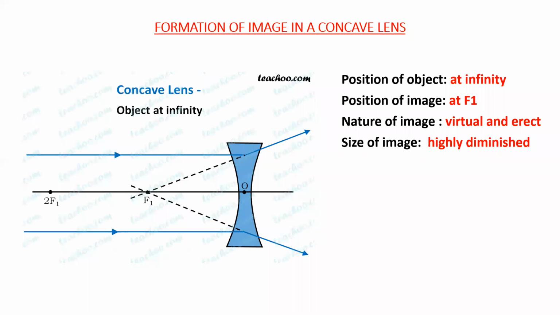Now, formation of image in a concave lens. Here there will be only two figures. The first figure is the position of the object at infinity. Here we are not showing the object, why? It is very far away from the lens. That is, the object is at infinity.